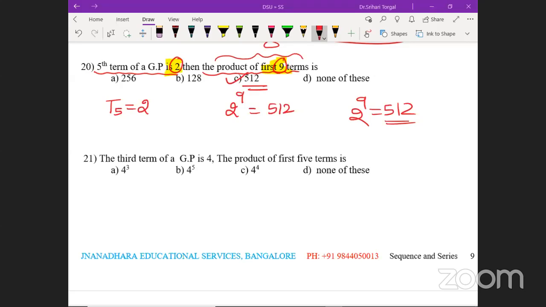Yes, what is your problem, Triveni? Sir, is this technique only applicable if the middle term is given? No, I think here it is not exactly the middle term. So it's 5 terms and the third term is given, so the third term will be the middle term. And here 9 terms are there. Yeah, it is for the middle term only. Yes.